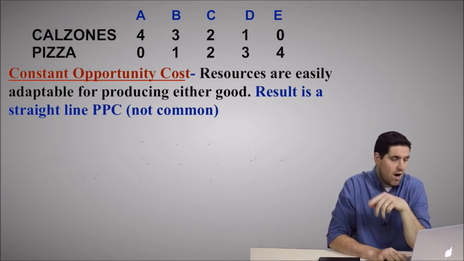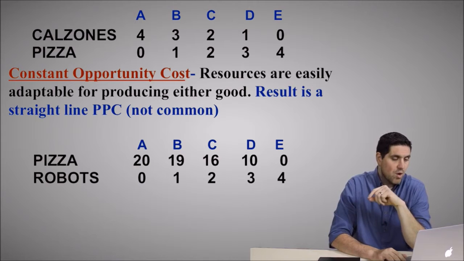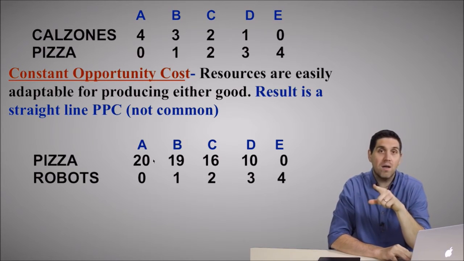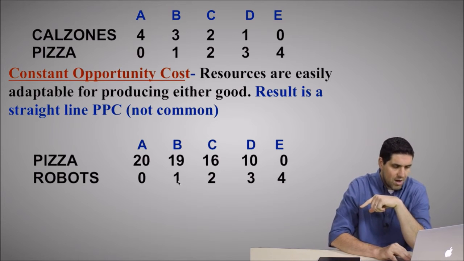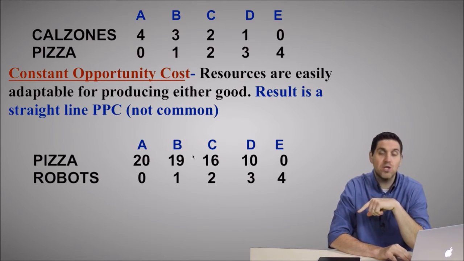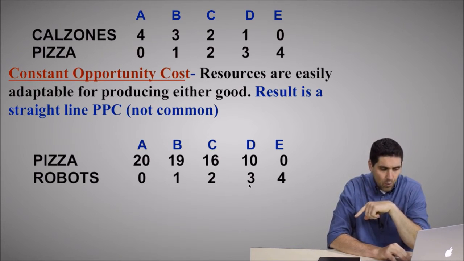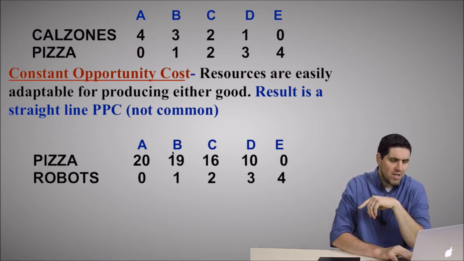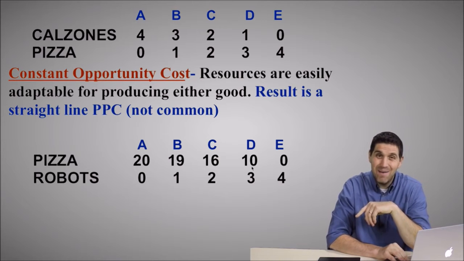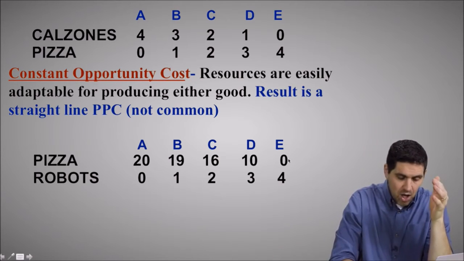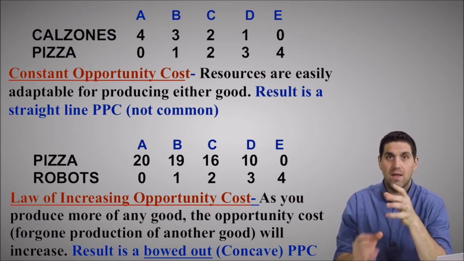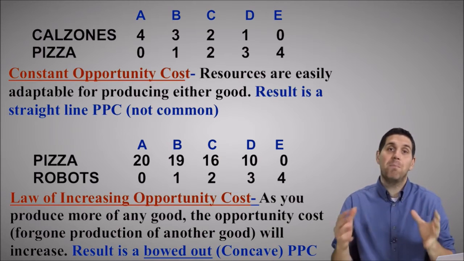Now let's look at a different scenario. Let's look at pizzas and robots. Right here, when I produce the very first robot, I gain 1 robot, but I lose 1 pizza. When I go here, I gain 1 more robot, but now I lose 3 pizzas. Later on, I gain 1 robot and I lose 10 pizzas. Notice, I lost only 1 pizza here, and now I'm losing 10 pizzas? Something's going on, and it's called the law of increasing opportunity cost. As you produce more of anything, the opportunity cost to produce it's going to get bigger and bigger.